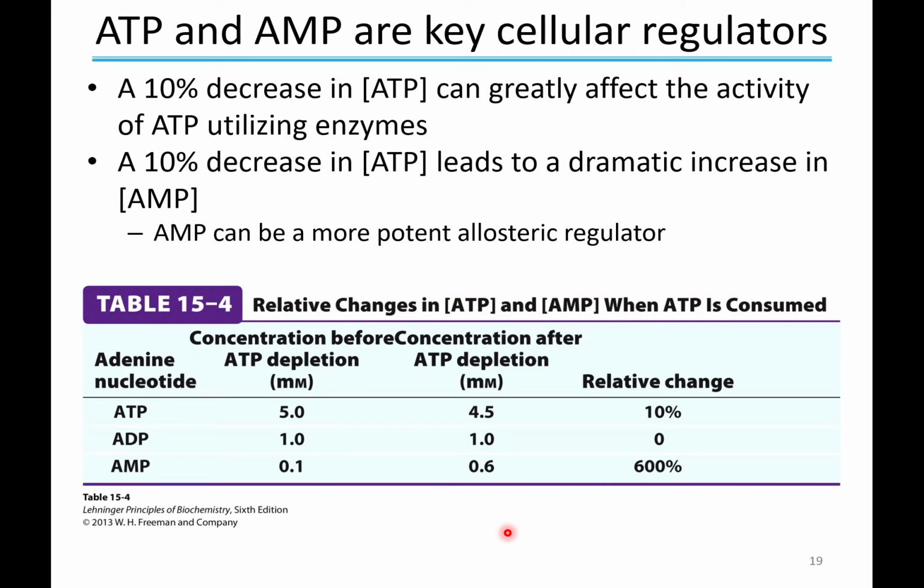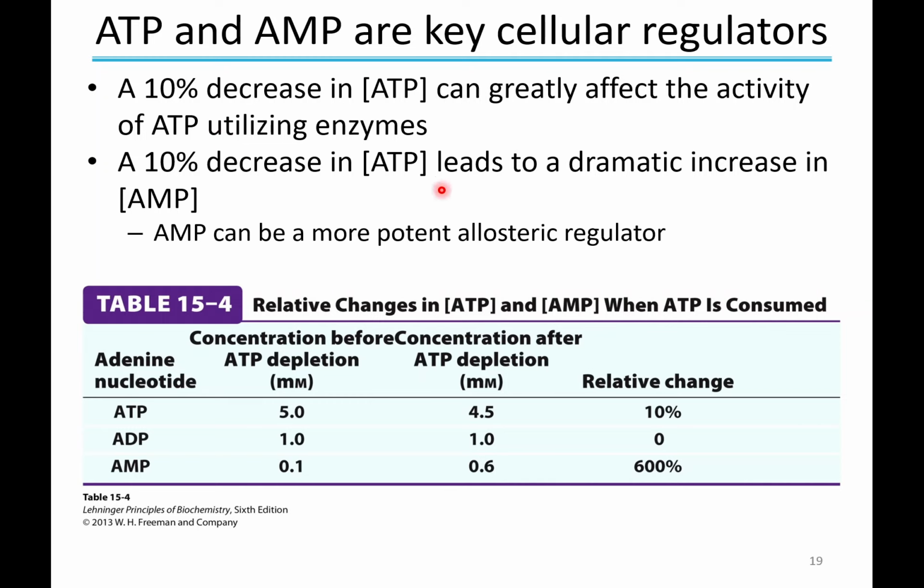Okay. ATP and AMP turn out to be very key regulators in metabolism. A 10% decrease in ATP can greatly affect the activity of enzymes that use ATP. Right?